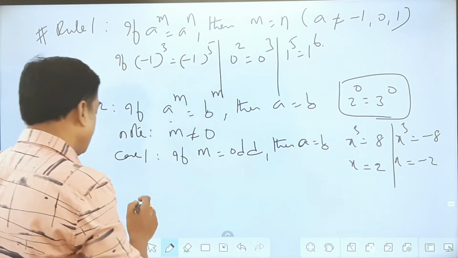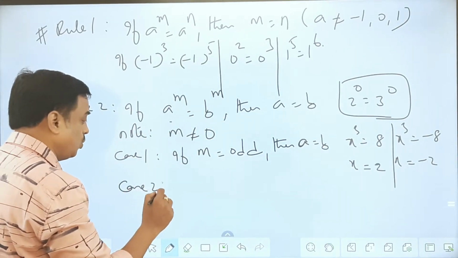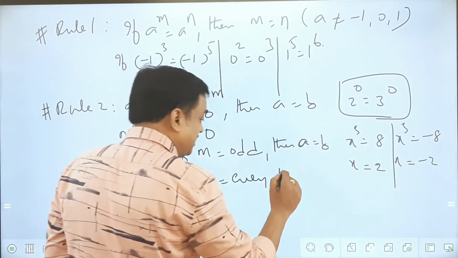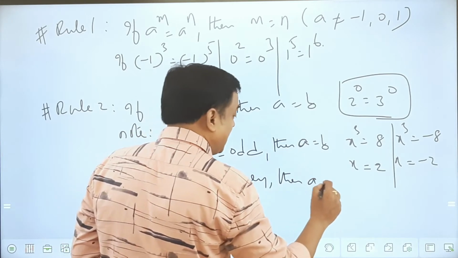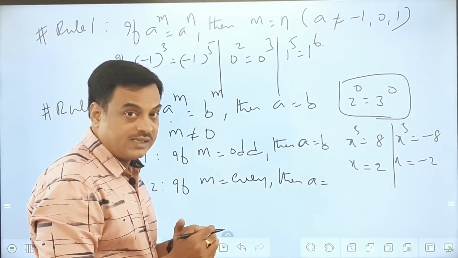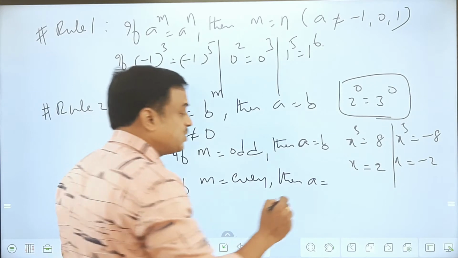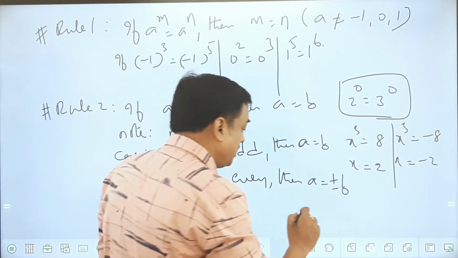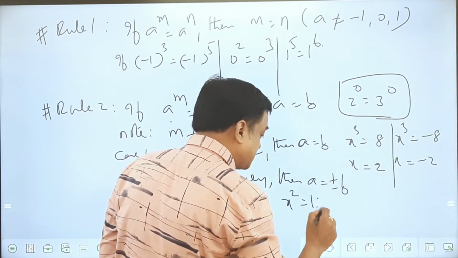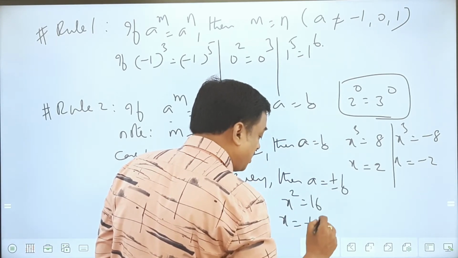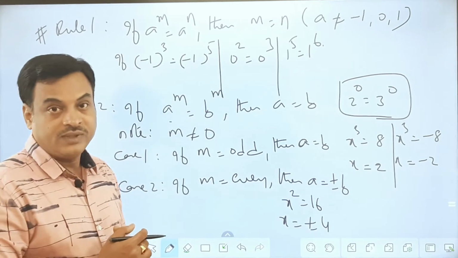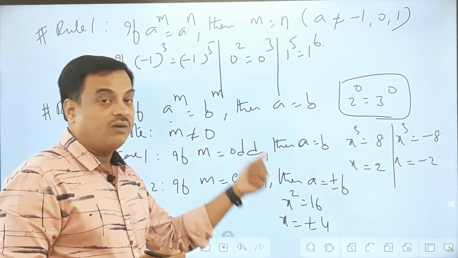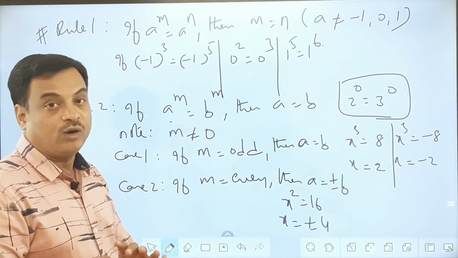This is what we see. Okay. So when you see case number 2, if you say m is an even number, then you get a is equal to plus or minus b. Any guesses? Example, if you take x square is equal to 16, then x value will be plus or minus 4 is what you get here. So please understand, when n is even, there is a different output. When m is odd, you get a different output over there.